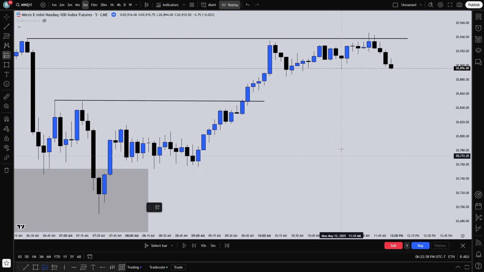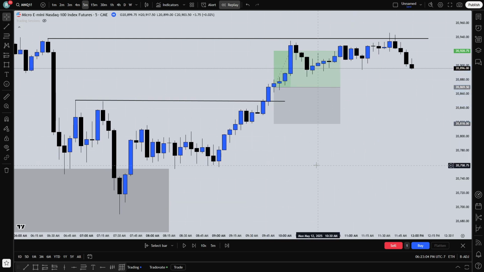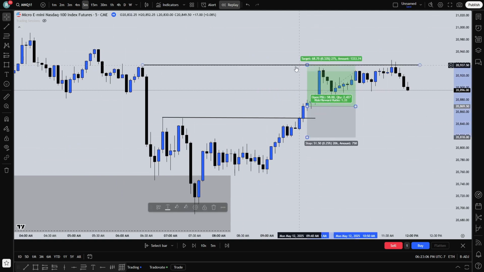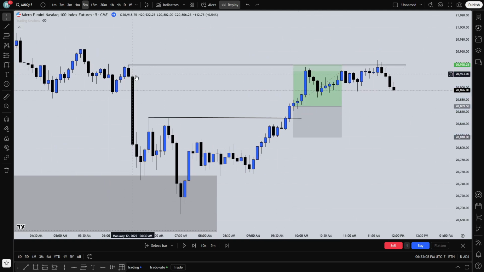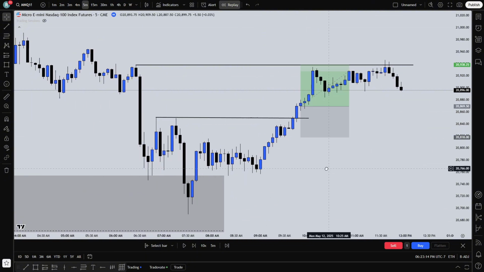A lot of people put their entries at that market structure shift, boom, right here. They have their stops at a low in the markets and their targets at a swing high going upside, because that's the bias. So basically that's what we're looking for here. That's how we use market structure shifts.